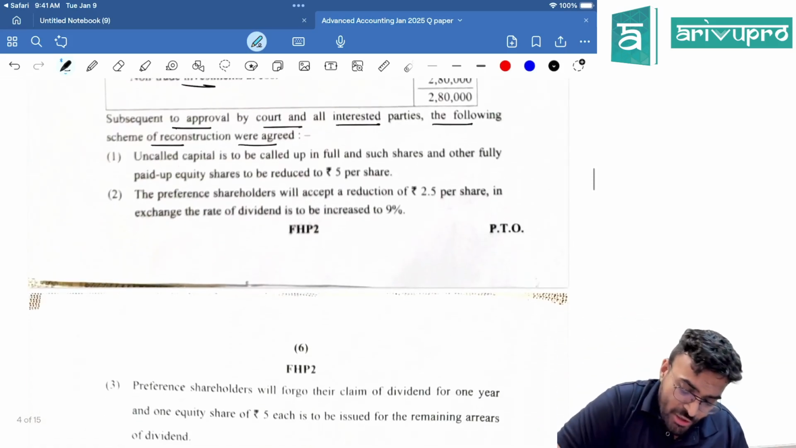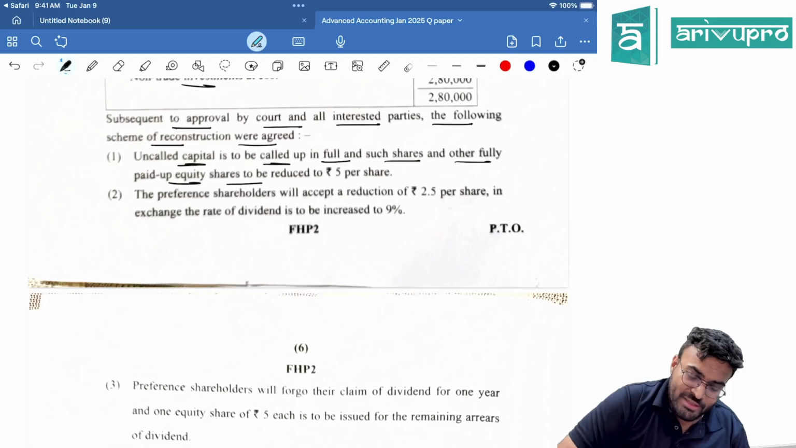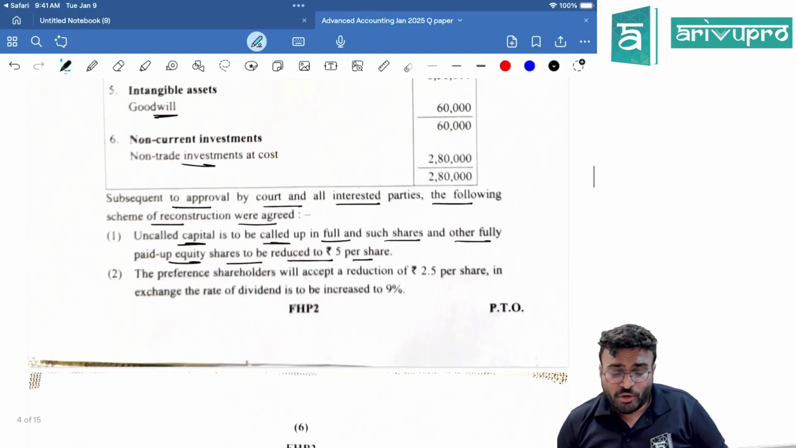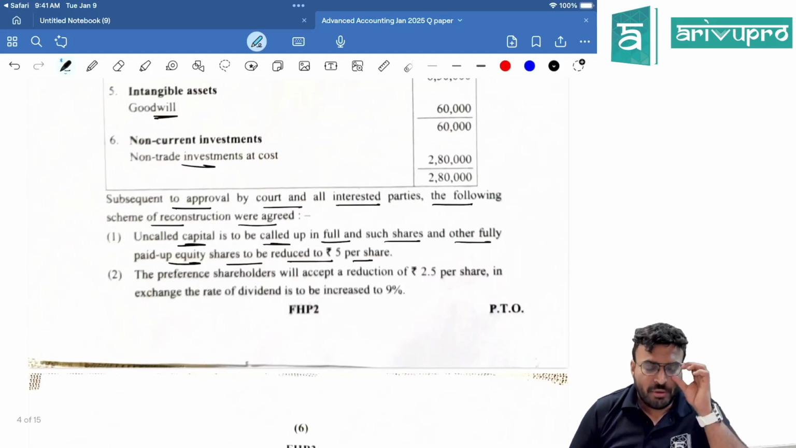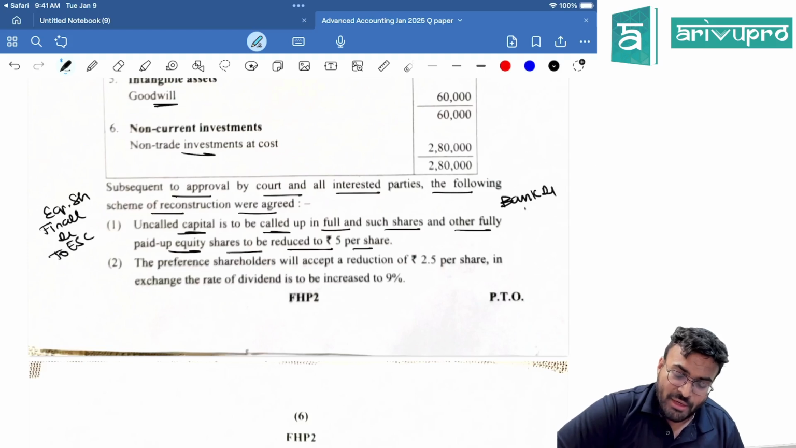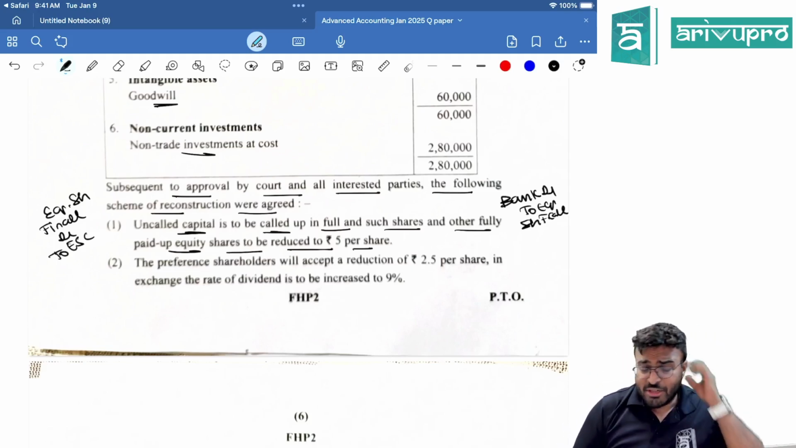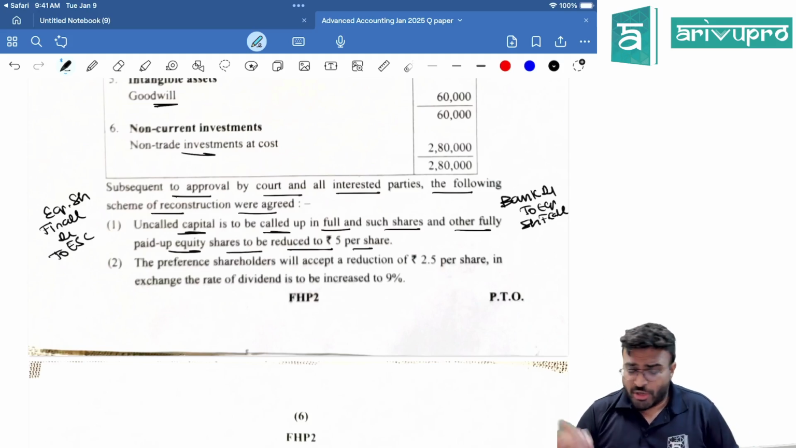Next, uncalled capital is to be called up in full, and such shares and other fully paid up shares are to be reduced to 5. So first, uncalled capital is going to be called up. You'll pass the entry: equity share final call debited to equity share capital account. Then you're going to get the money, so bank account debited to equity share final call. These 2 things we are going to do. This is going to be your entry.